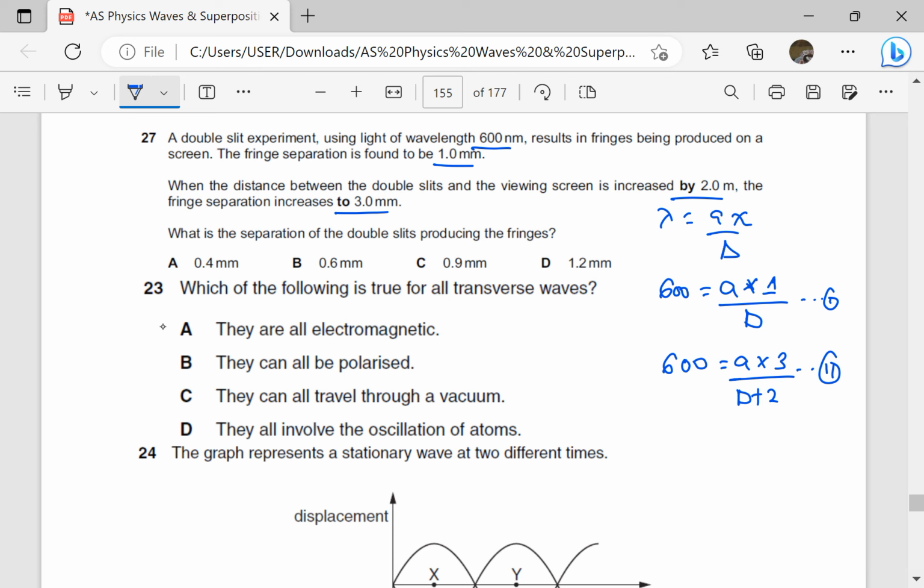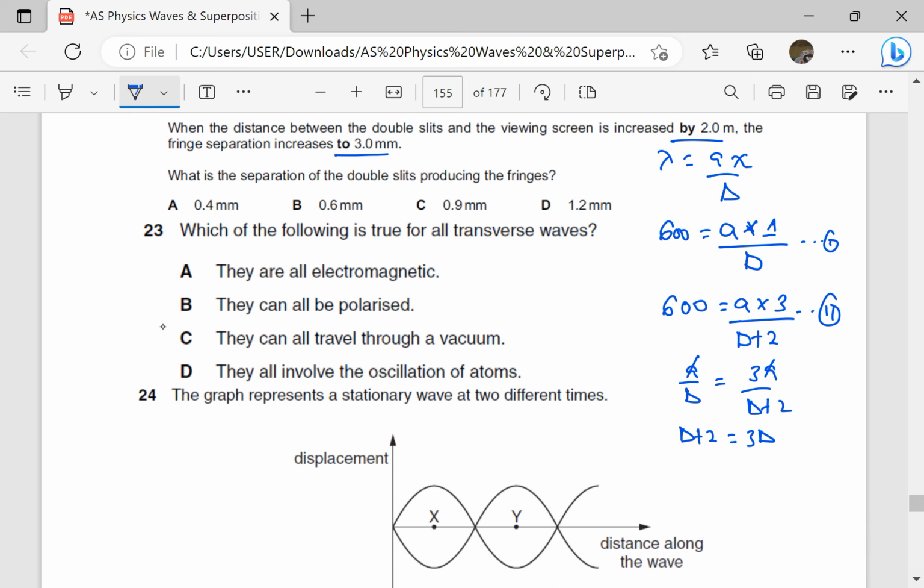I will convert these units, but let me just equate the two equations. So I will say A over D is equal to 3A over D plus 2. So we can cross multiply. When we cross multiply here, A cancels out. So I remain with D plus 2 is equal to 3D, which means D is going to be 1 meter. When I solve that simple equation, D is 1 meter.